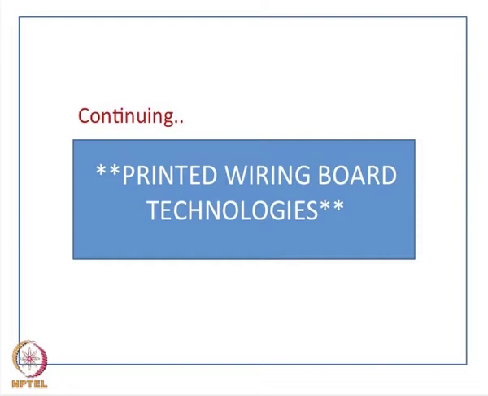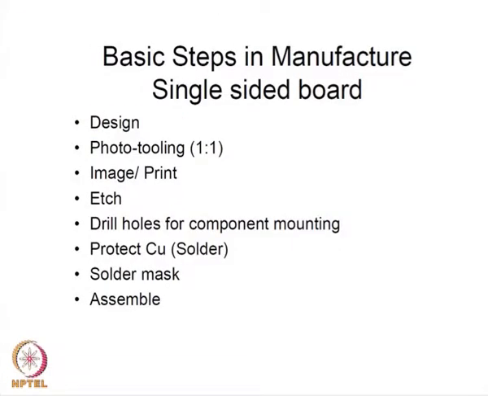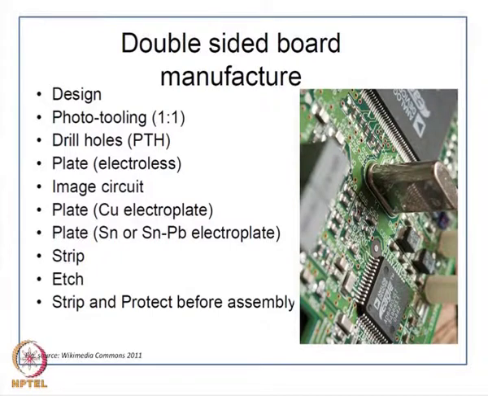So, we will continue with the printed wiring board technologies module. We have finished 4 hours in this particular chapter, and if you have observed, what I have basically done is taken you through the basic process steps of fabricating and understanding the technologies involved in the manufacture of a printed wiring board. It can be a simple single sided board or a double sided plated through hole board or a multi-layer board or a high density interconnect structure.